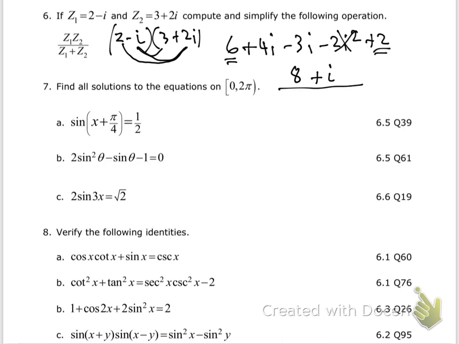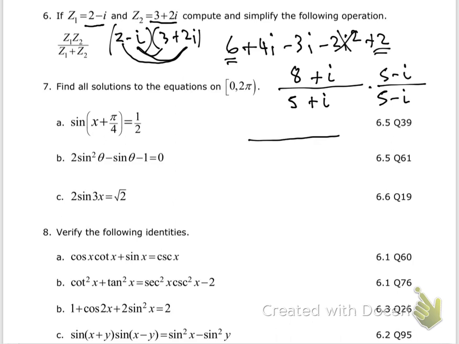Okay, that's my numerator. The denominator, if I add these two, 2 plus 3 is 5, and negative 1i plus 2i is plus i. So that's what I have for z1 plus z2. I just added the two together. Now I have to simplify this, divide it, so you multiply by the conjugate. There you go, 5 minus i.